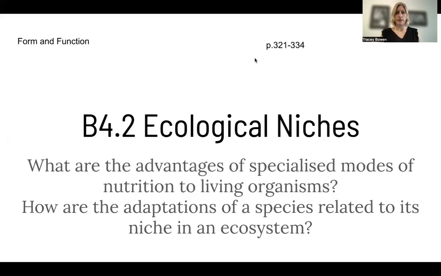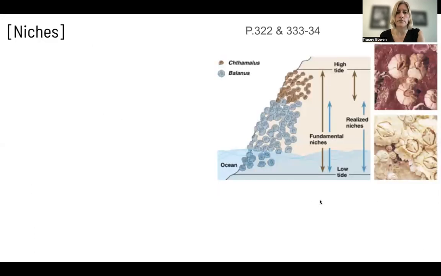All right. Hello, all. So today we're going to be looking at B4.2, which is ecological niches. It's on page 321 to 334 of the Oxford textbook. We're focused on form and function for ecological niches. And we were trying to answer the question, what are the advantages of specialized modes of nutrition to living organisms? And then how are the adaptations of a species related to its niche in an ecosystem?